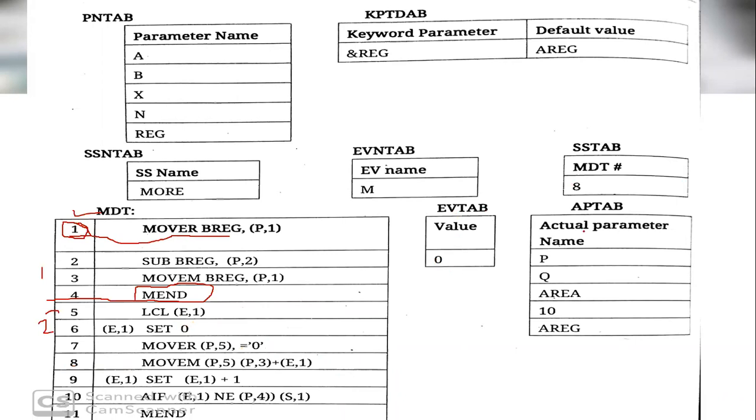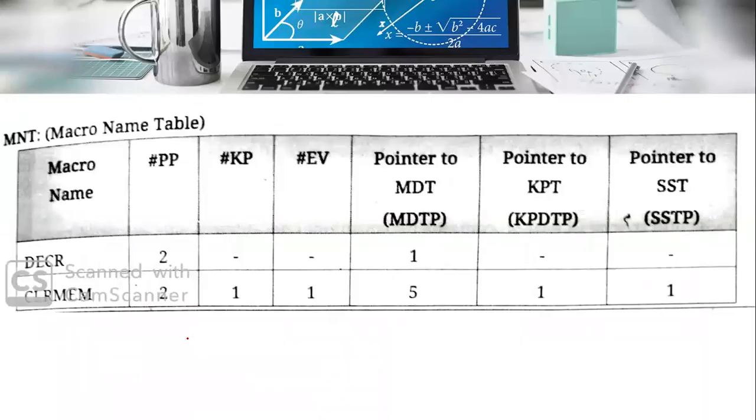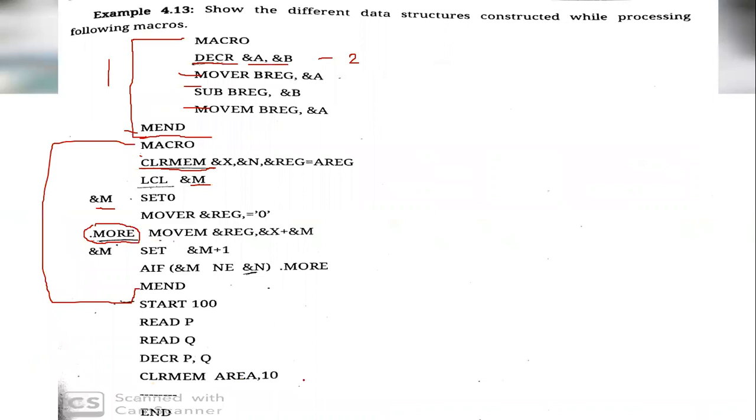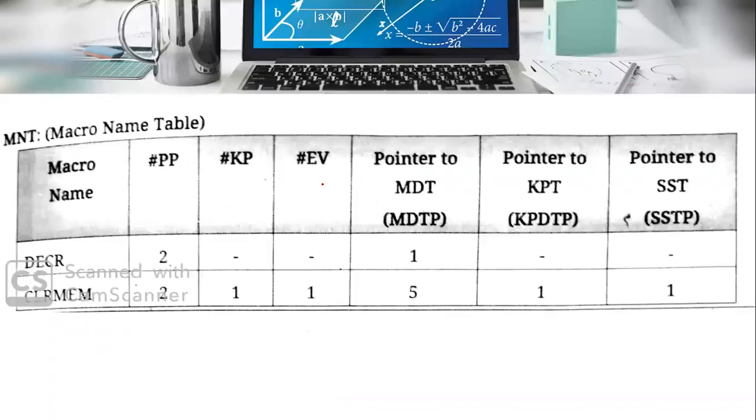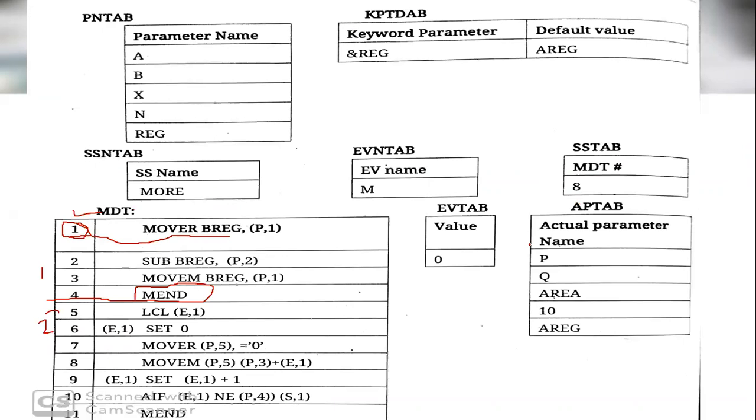particular point. Then actual parameter table, when macro will be called, at that time we can use these two, P and Q for the first macro, area 10 and A register for the second macro. This value, when we call the second macro, that is area comma 10, these are the actual parameter for second macro, and PQ are the actual parameter of the first macro. And here clear memory, the last variable is nothing but A register, which is the default value. This will be identified in this particular actual parameter.